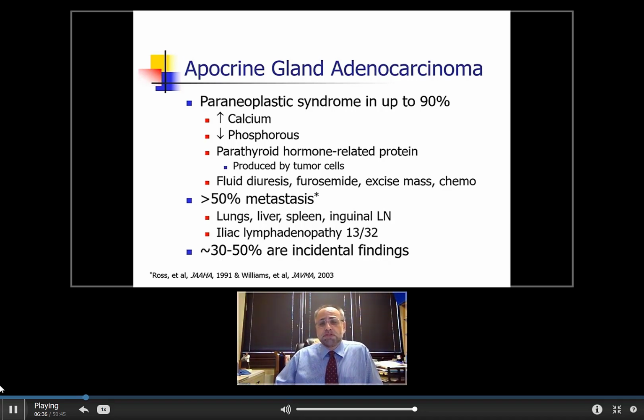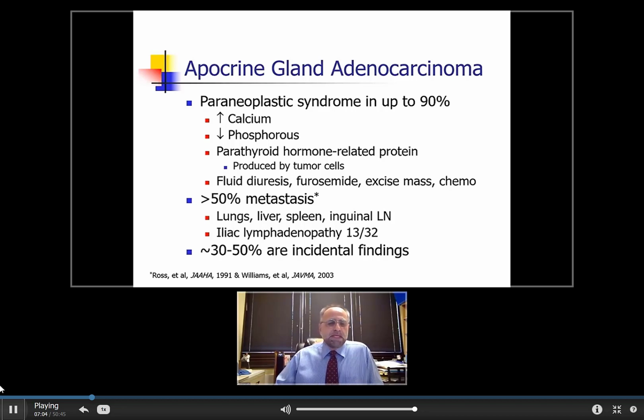We also do need to be aware of and look for evidence of metastasis. In one study, more than 50% of these patients that presented at the time of evaluation already had metastatic tumors, and these will typically go to the lungs. They can go to liver, spleen, but the lymph nodes is where we typically find those. And so the iliac lymph nodes and even inguinal lymph nodes at times are where we're typically looking for these.